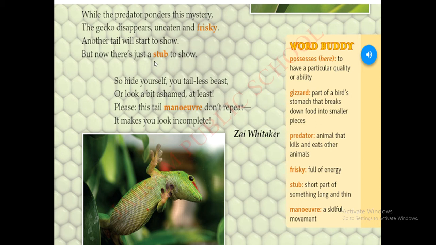And here, what is this word? Stub. How will you pronounce the word? Stub. S-T-U-B. What is the meaning of the word? Short part of something long and thin. Repeat all of you once again. While the predator ponders this mystery, the gecko disappears uneaten and frisky. Another tail will start to show, but now there is just a stub to show.